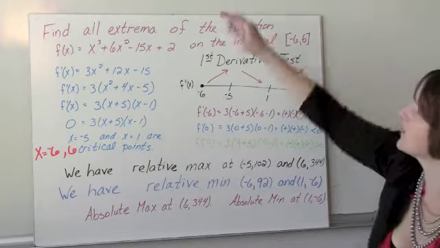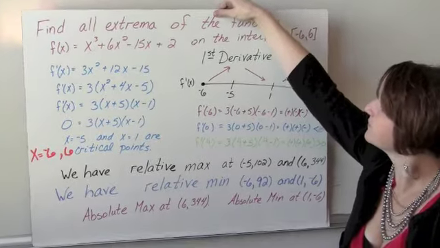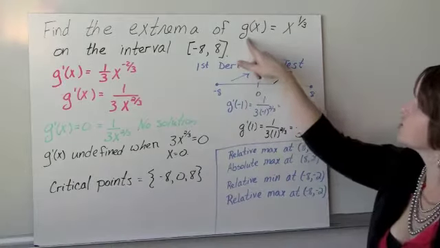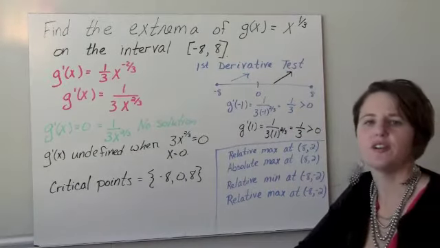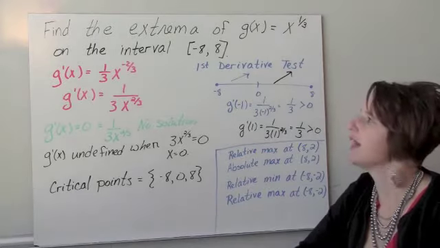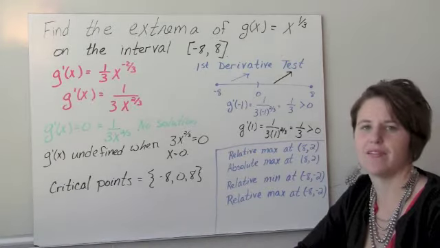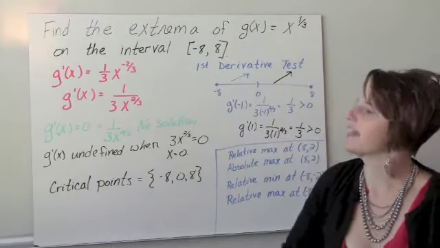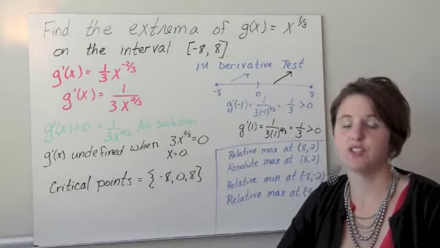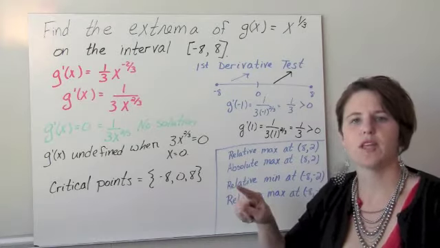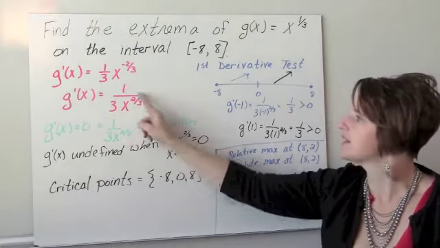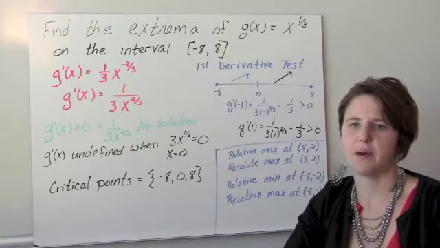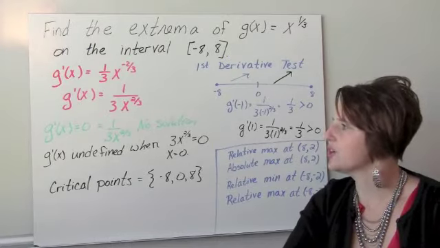And let's do one more example. We're going to let our function g at x equal x to the 1/3, or the cube root of x. And we're going to look at the closed interval from negative 8 to 8. When I take the derivative of g at x, I get 1/3 x to the negative 2/3. A negative exponent means we're going to bring this x to the 2/3 down to the denominator. So we just have 1 divided by 3x to the 2/3.